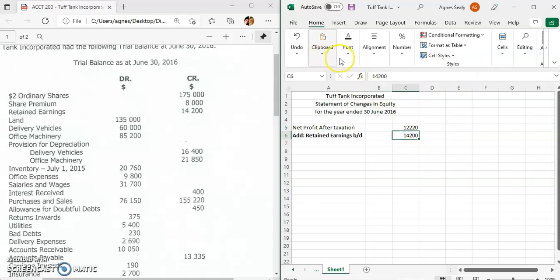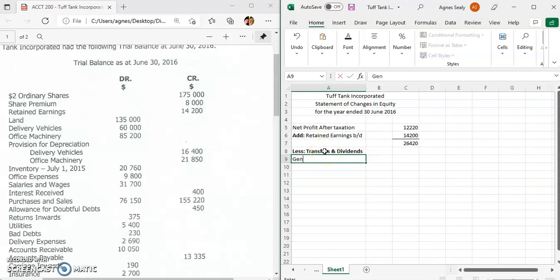So I add these. As I said, if it was a loss, we would have subtracted the loss. And then we would say less our transfers and dividends. And our transfer would be any money that is being transferred, let's say, to general reserves, foreign exchange reserve, etc.